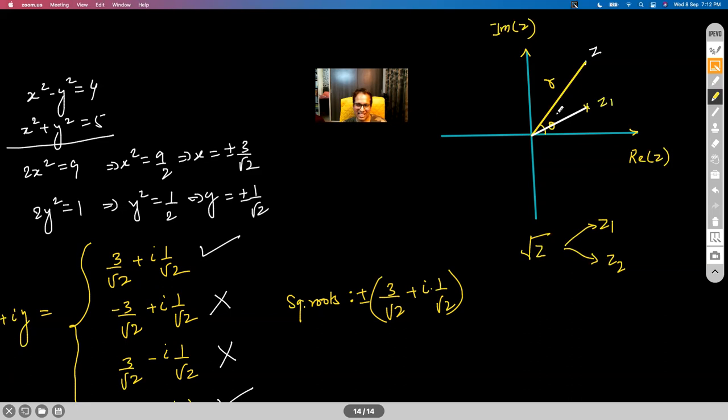Okay, let's say Z1 is at a distance of root R. Getting it? And the other complex number is a negative of this. Negative of this means it should be located exactly as a mirror image about the origin. In short, it should be located here. Again at a distance of root R from the origin. And this gap, or you can say the argument difference, should be 180 degrees. So this is how the locations of the square roots of a complex number can be shown on the Argand diagram or the Argand plane.